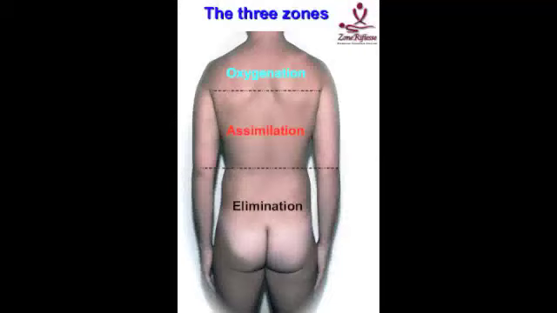Oxygenation, assimilation, elimination, the three zones. Okay, welcome back. Let's start now. We're going to take a look at the human body, and we're going to divide it into three zones, the three main zones, which are also the easiest to identify. As you can see from the diagram in front of you, we're going to identify first the oxygenation area, then the assimilation area, and finally the elimination area.